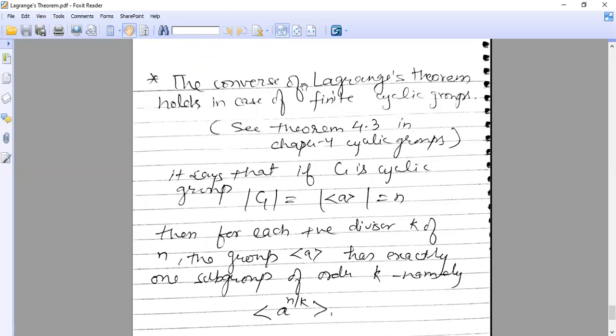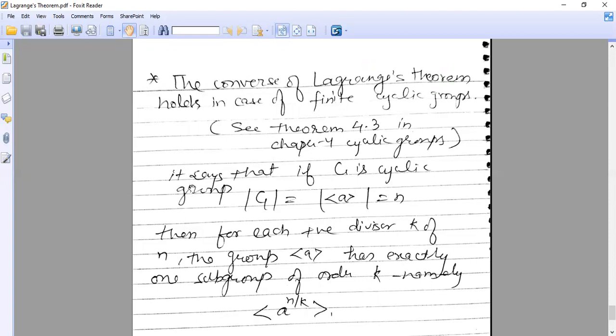Now this is a remark for the condition where we can see that the converse of Lagrange's theorem is true. The converse of Lagrange's theorem holds in the case of finite cyclic groups. In chapter 4 on cyclic groups, in the book by Gallian, you can refer to theorem 4.3, where we have given the fundamental theorem of cyclic groups. That was basically the converse of Lagrange's theorem. So when you have a finite cyclic group, in that case the converse of Lagrange's theorem is true. And that statement is given here.